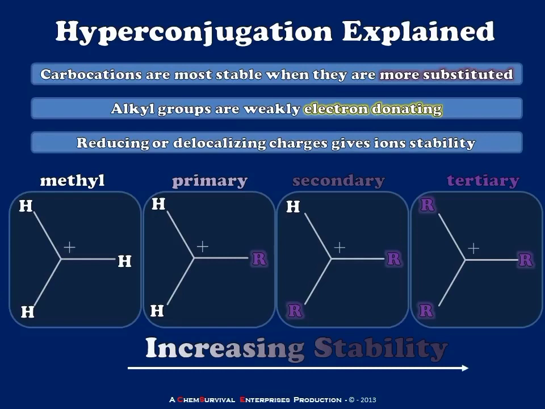So let's take a look at what it is about these R groups that allows them to donate electrons, or to put electrons close to that carbocation center.